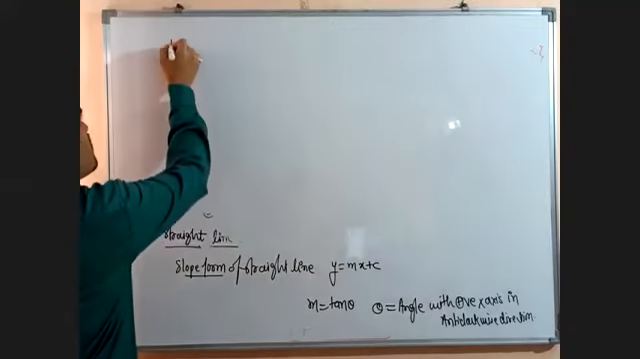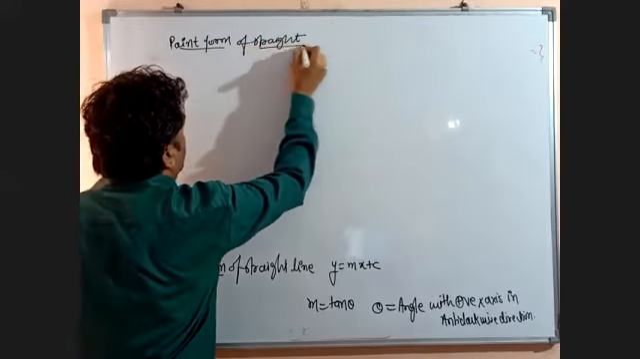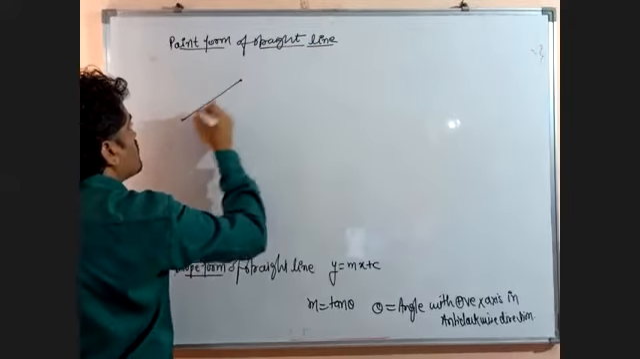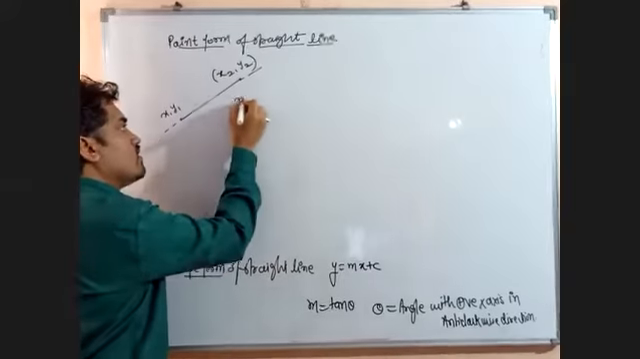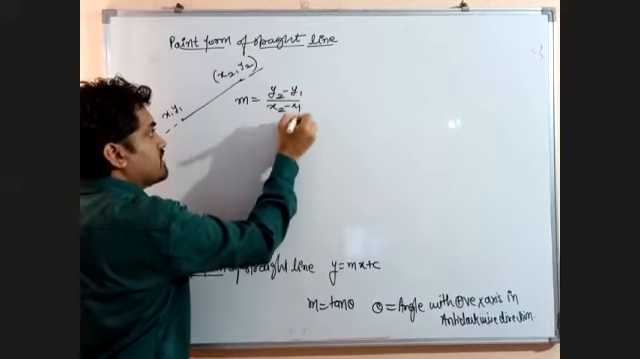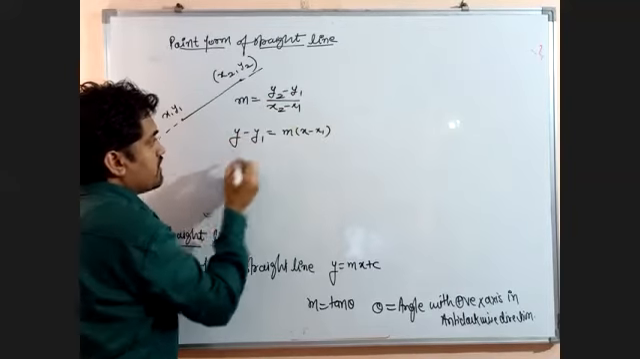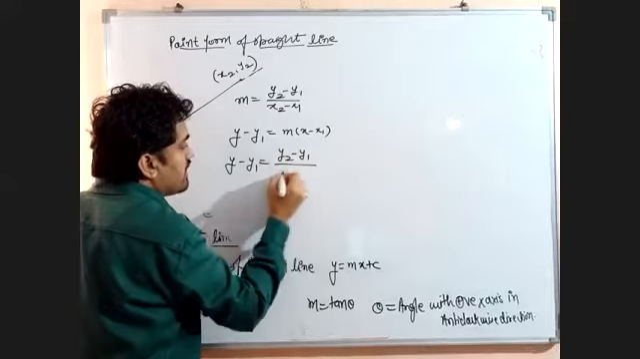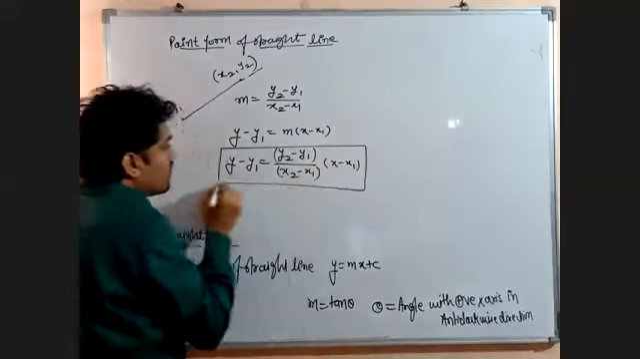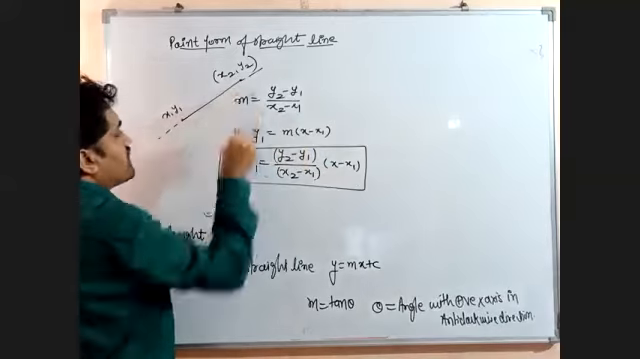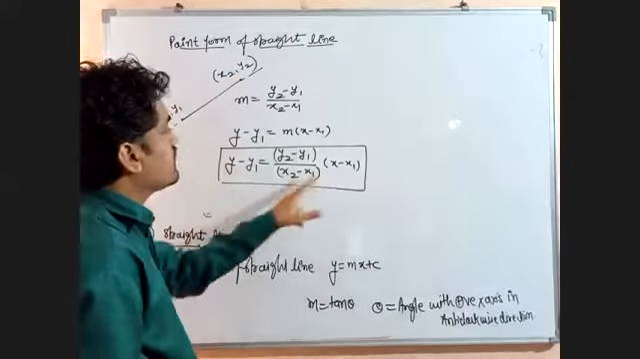Now, what is the point form of a straight line? If we have two points, like x1 comma y1 and x2 comma y2 on a straight line, and we want to find the equation of this type of straight line, then the slope will be y2 minus y1 divided by x2 minus x1. And the equation will be y minus y1 is equal to m into x minus x1. So we can put the value of m: y minus y1 is equal to y2 minus y1 divided by x2 minus x1, into x minus x1. In place of y1 and x1, we can use x2 and y2 also. Whatever we put, either y1 and x1 or x2 and y2, the equation will be the same.